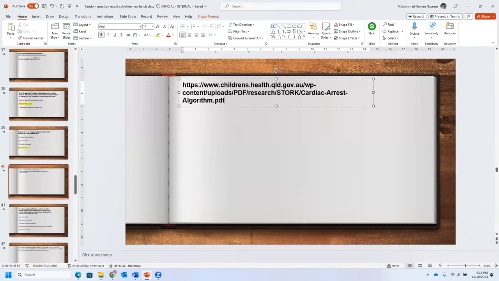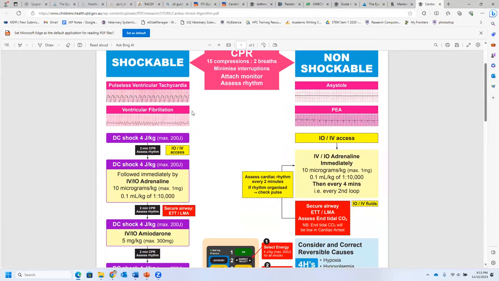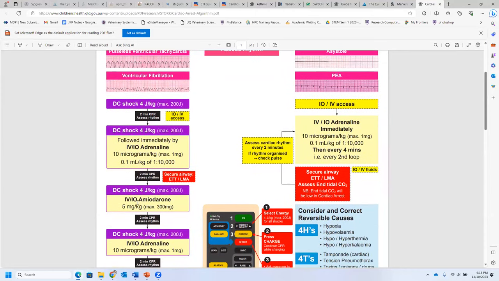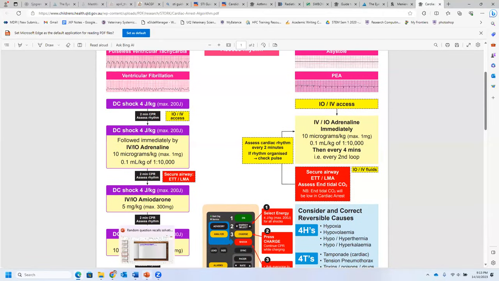All right, for the ventricular tachycardia, you can go through the emergency guideline for the pediatric age group. So CPR has been started. You look at the rhythm, whether it's shockable or not. Pulseless ventricular tachycardia or ventricular fibrillation, you shock, and then give adrenaline and then shock again and then give amiodarone. But if it's asystole or pulseless electrical activity, you give adrenaline immediately. We don't give the shock in these patients. So you guys need to remember this, very important for your exam.